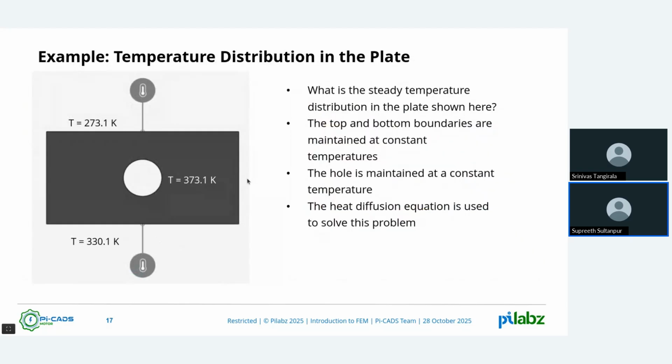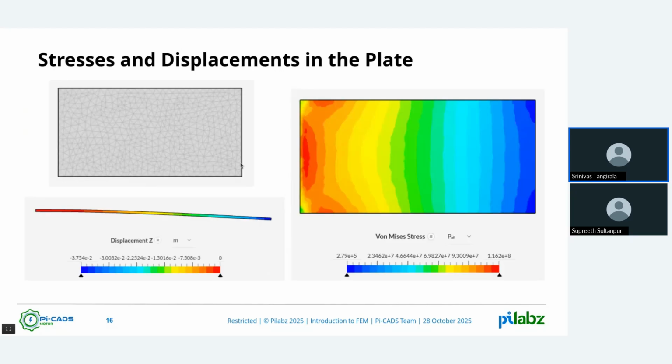As another example, we will look at a heat distribution problem. For the stress example in a plate, you have seen the stress distribution as well as the displacement. Both of these are done using finite element analysis. As you have seen, the procedure is applied and meshing is done.